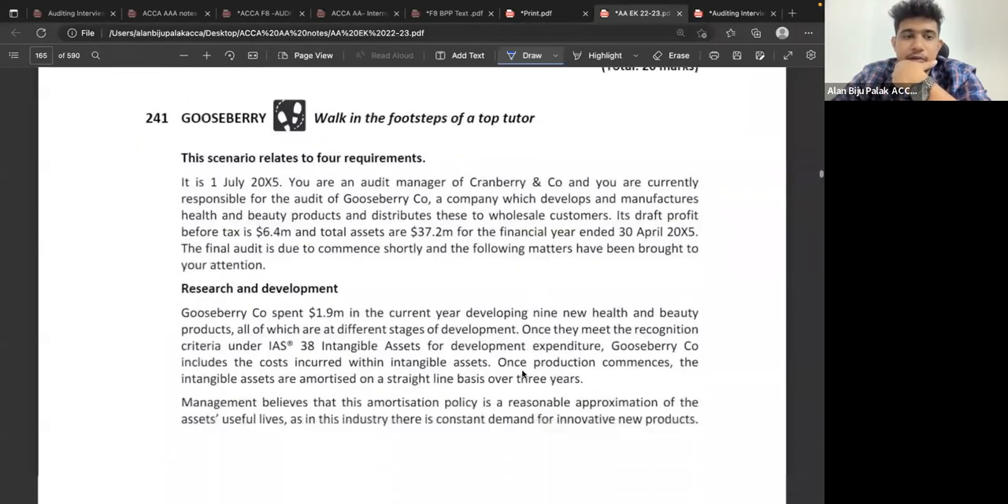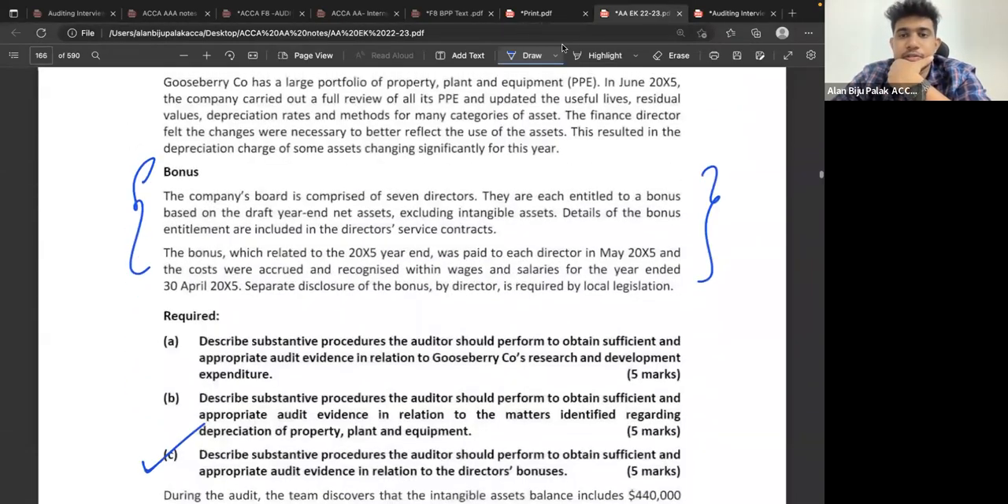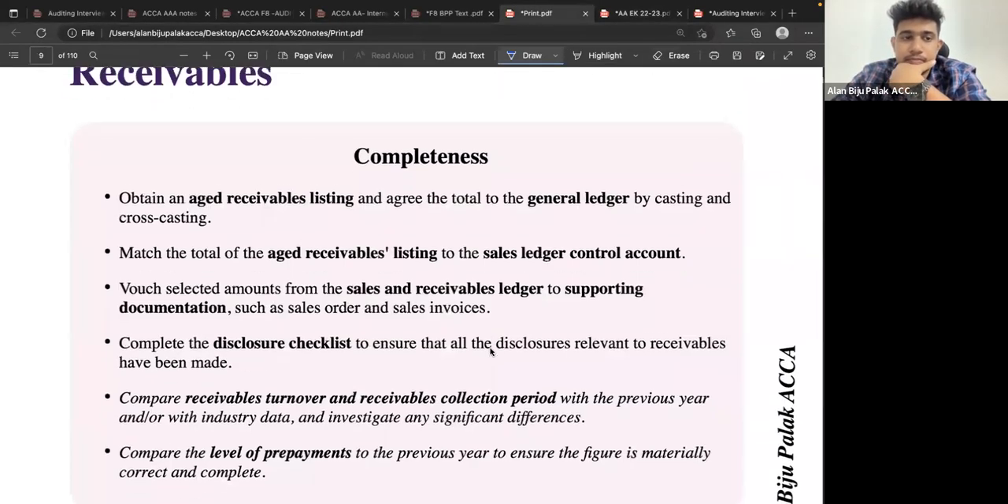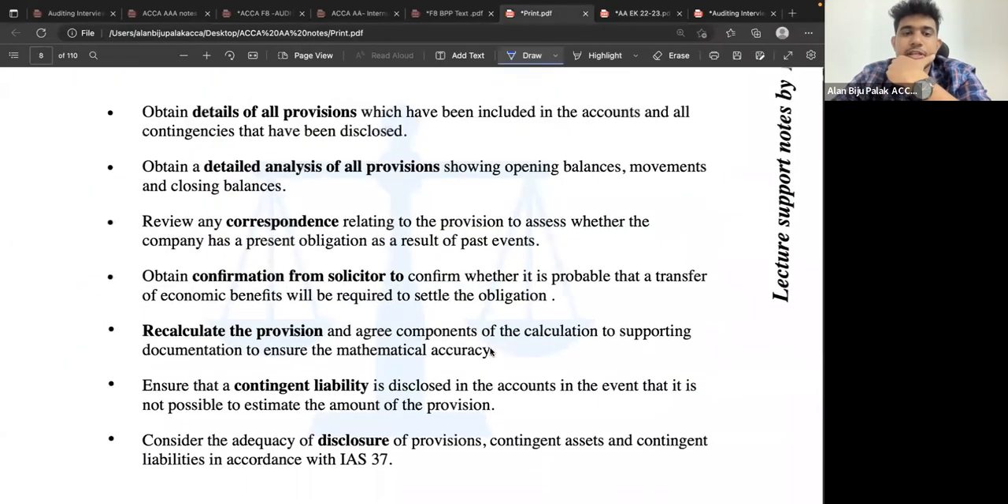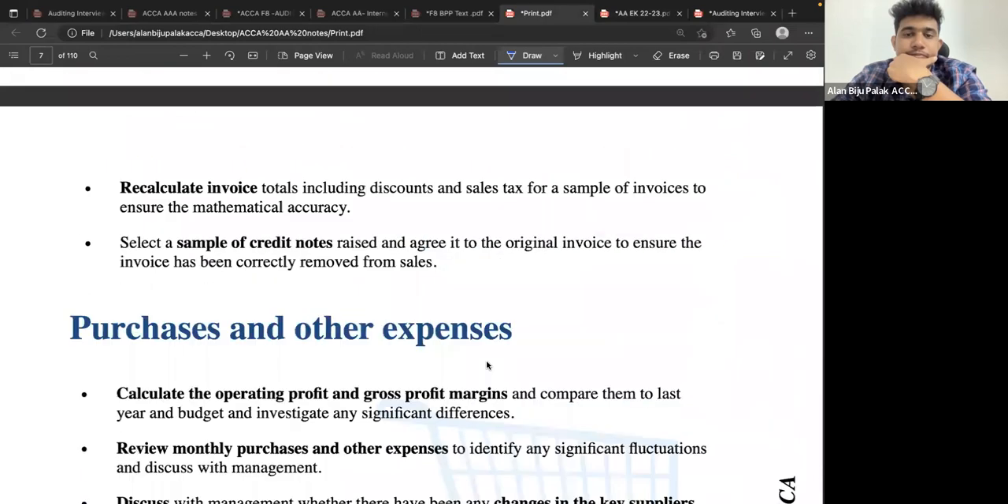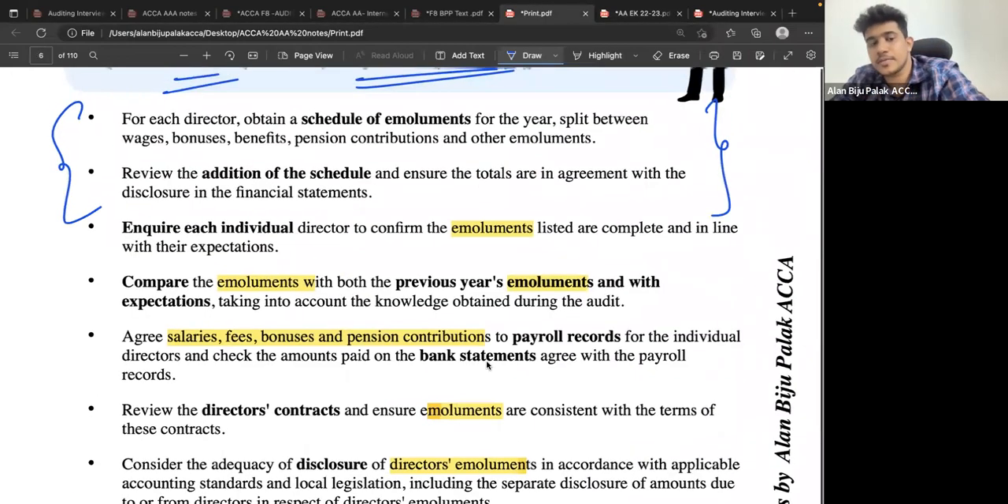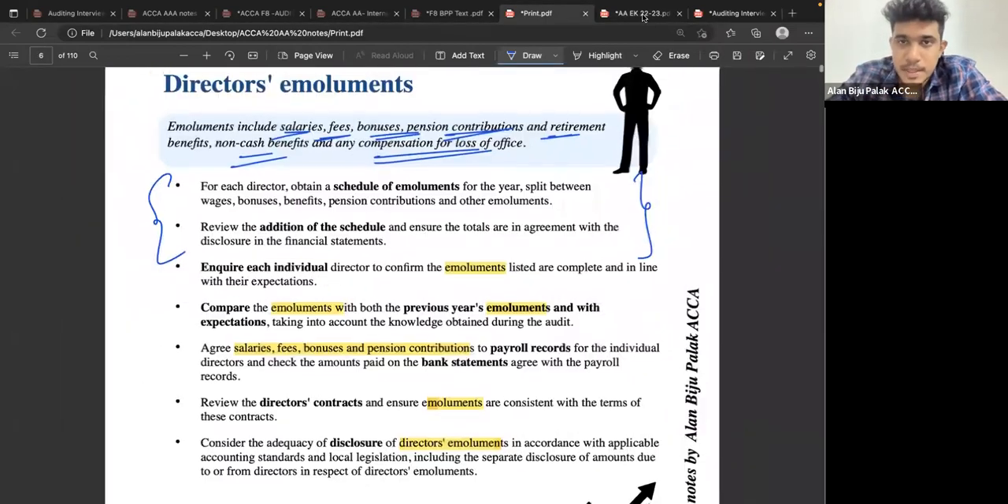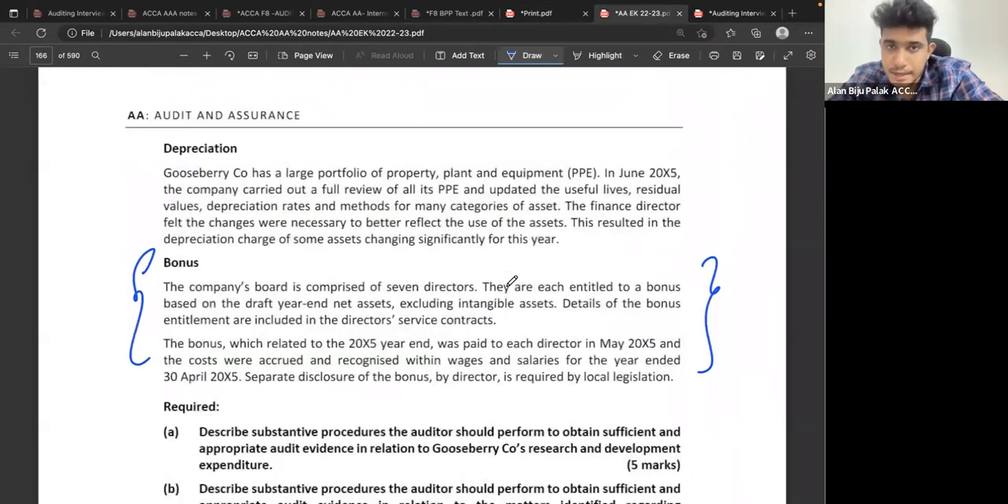So we have actually already studied the points relating to bonus, right? Directors' emoluments. So first of all, you go through the scenario and pick the corresponding points for what the scenario is saying. Okay, so we'll just go through the scenario.